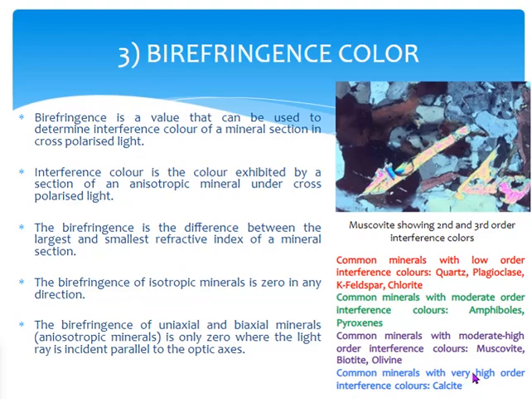Common minerals with very high order interference color, for example calcite. Calcite shows high order interference color. Moderate to high order interference color is shown by muscovite, biotite, and olivine, and moderate order interference color is shown by amphiboles and pyroxene, and low order interference color is shown by quartz, plagioclase, K feldspar, and chlorite.